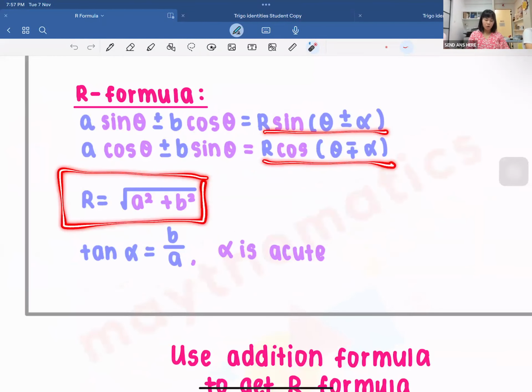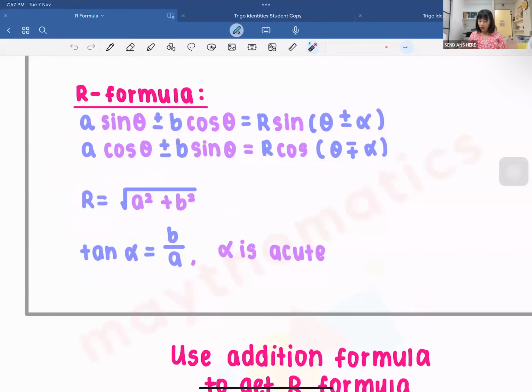Okay. Now R. How do you get R? The fastest way is you straight away square root the numbers that you see there, the A and the B. Okay. A square plus B square. This one, if you memorize, you can do it very quickly. But if you never memorize, you still can do it in a longer way. I'll show you guys a longer way before I tell you guys to memorize this. Then you guys will understand how I get R.